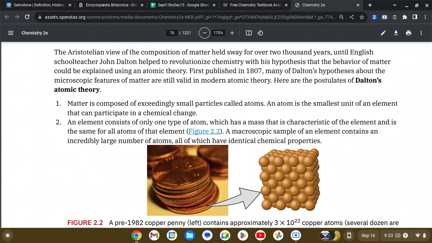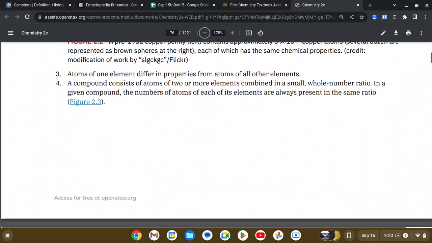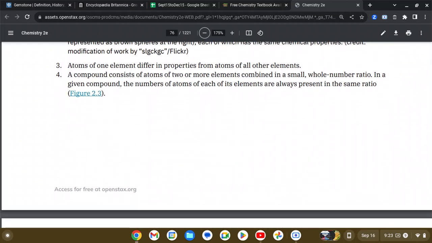all of which have identical chemical properties. 3. Atoms of one element differ in properties from atoms of all other elements. 4. A compound consists of atoms of two or more elements combined in a small whole number ratio. In a given compound, the numbers of atoms of each of its elements are always present in the same ratio.